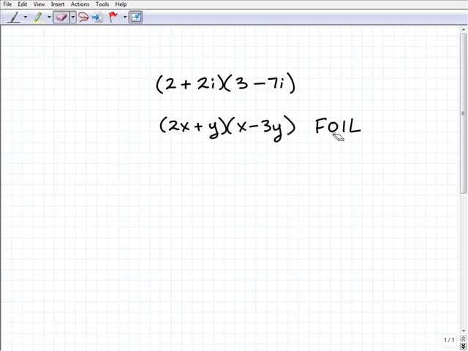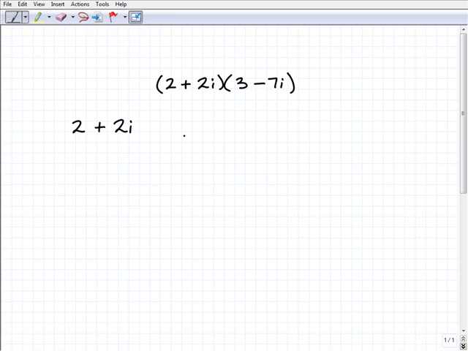So when you have two binomial complex numbers, remember, a complex number is made up of a real part. Let me show you this real quick. So 2 plus 2i is a complex number, and it has a real part and an imaginary part. All complex numbers come in the form of a real plus an imaginary part. In other words, they're all binomials. There are two terms that make up the complex number. So we're going to use the FOIL technique, first, outer, inner, last, to multiply these two complex numbers.